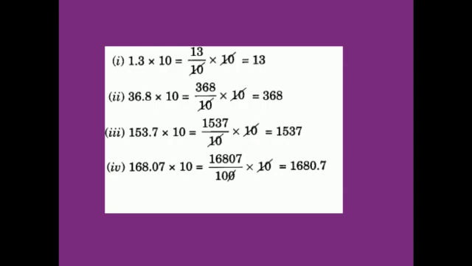Otherwise, if we are multiplying 168.07 into 10, we have to shift the decimal point one place to the right, and we get 1680.7.